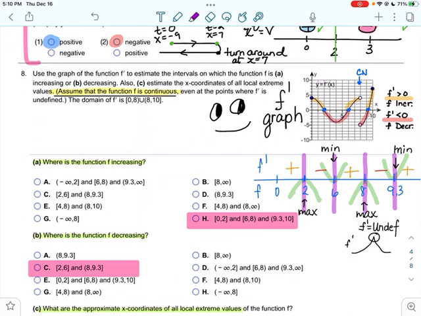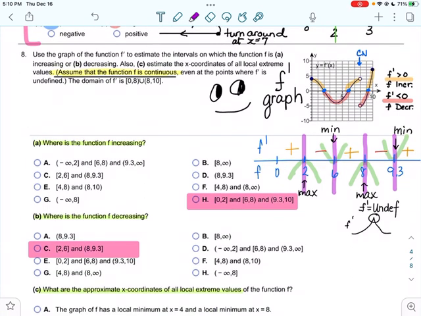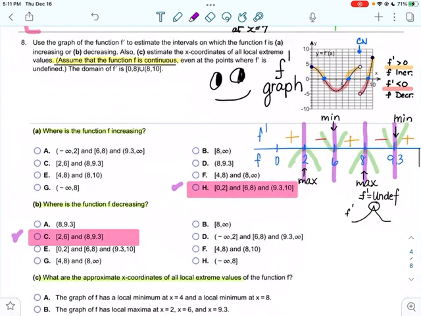So where's f increasing? You can see I put the intervals that are in orange on the graph, and the answer is H. Where is the function decreasing? Where I have the shading on the lower part of the graph, that's from 2 to 6 and 8 to 9.3. The answer is C.